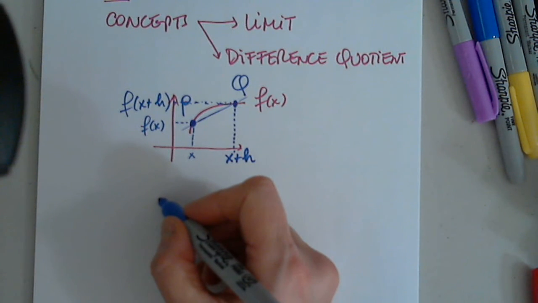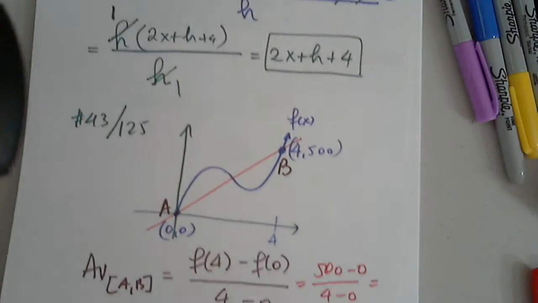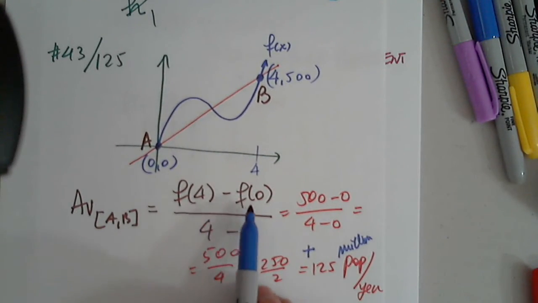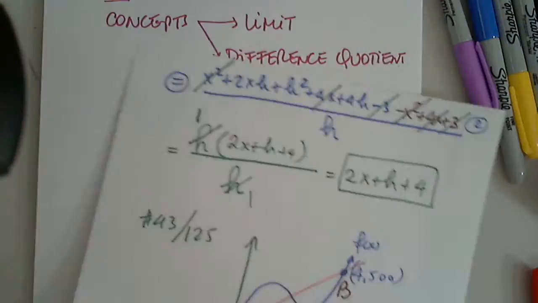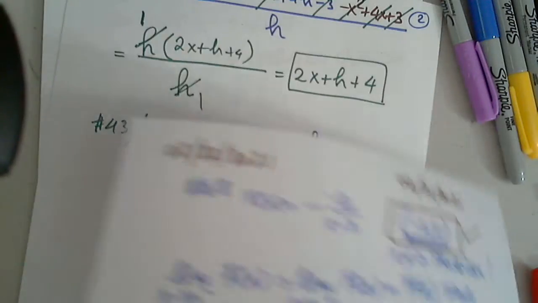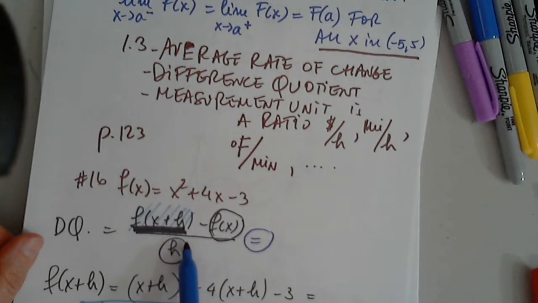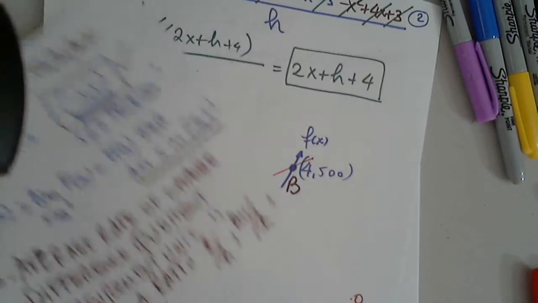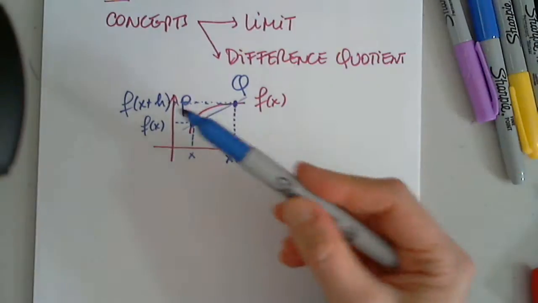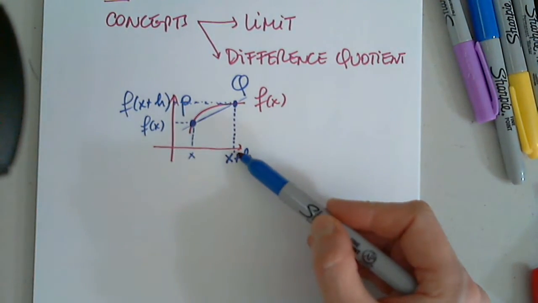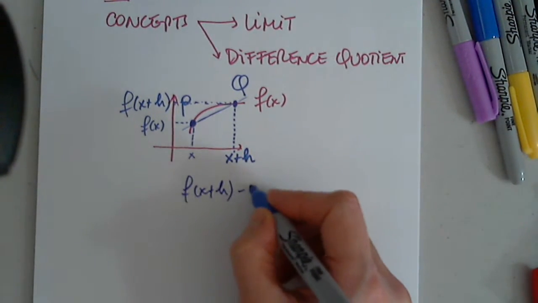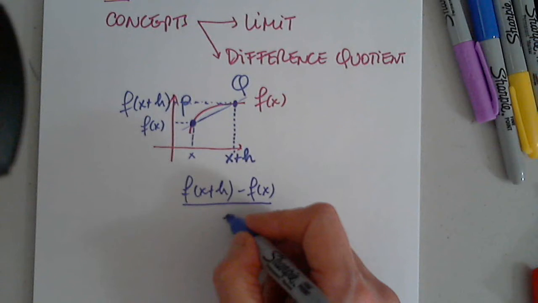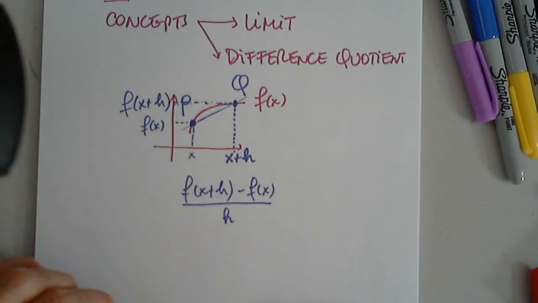Would it be x plus h over x? Is it f of x minus f of x plus h over x minus x plus h, but then you'd have to simplify? Right. It's a difference quotient, right? So it's f of x plus h minus f of x divided by x plus h minus x, right? So the average rate of change will be f of x plus h minus f of x divided by h. Stay with me.